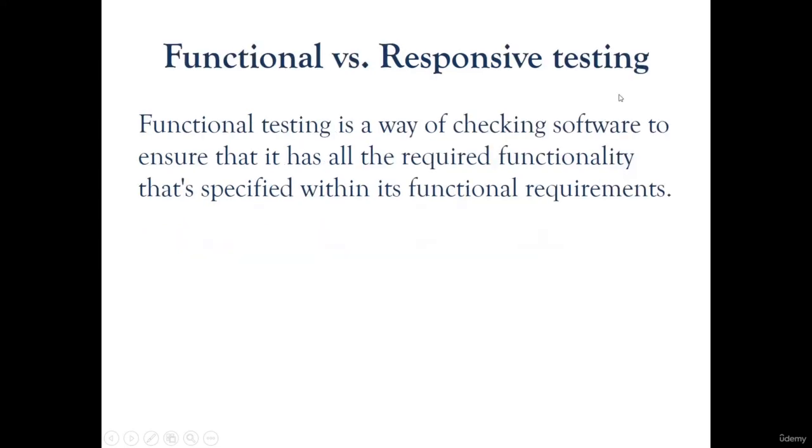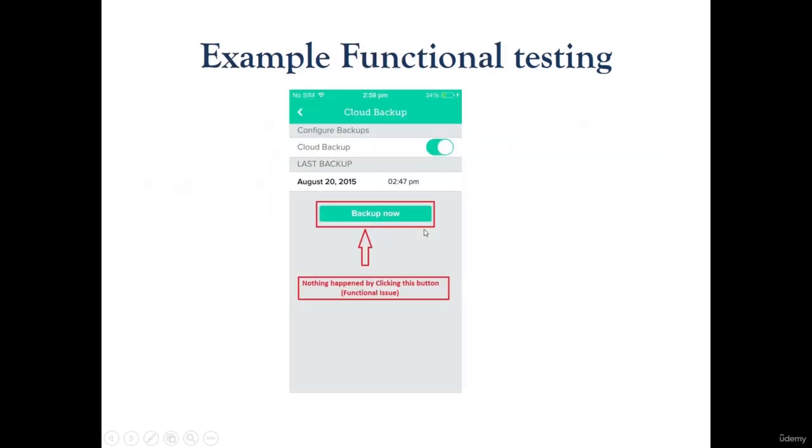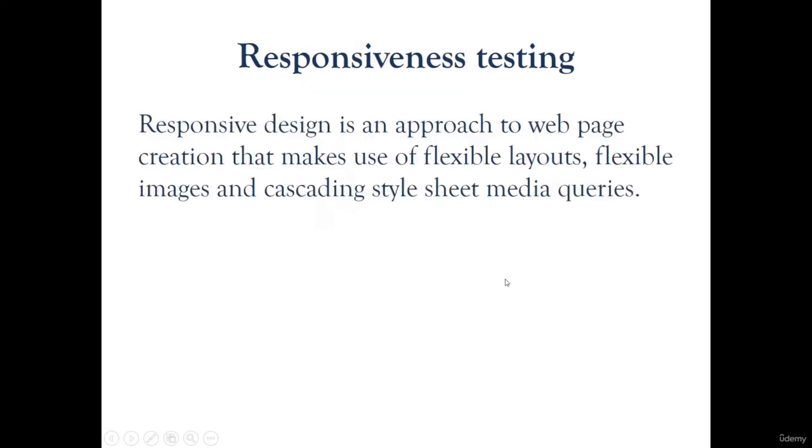So functional versus responsive testing is all about this. Functionality testing is a way of checking software to ensure that it has all the required functionality that's specified within its functional requirements. So you can see an example of a functional requirement. If you click here, nothing happens by clicking this button. This is called a functional issue, guys, and you need to report it.